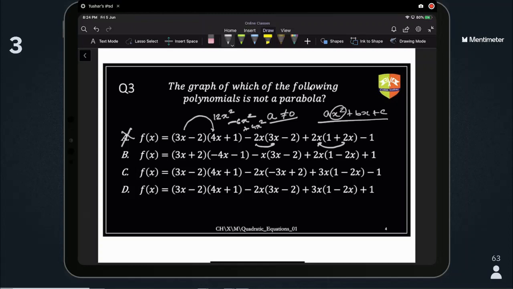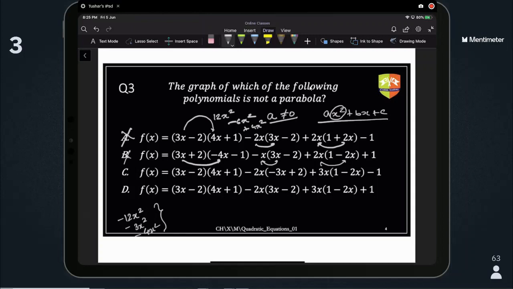Let's say the second one, 3x and minus 4x, right? This is where you will get the quadratic terms. So minus 12x square, then x into 3x, minus 3x square, and 2 and minus 2 is minus 4x square. Again, ruled out. They are not adding up to zero.